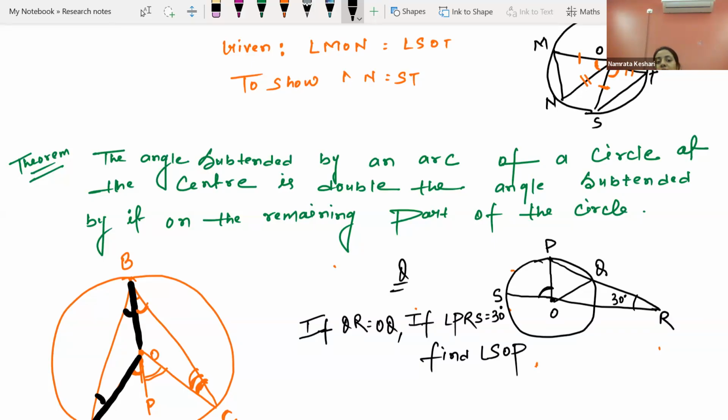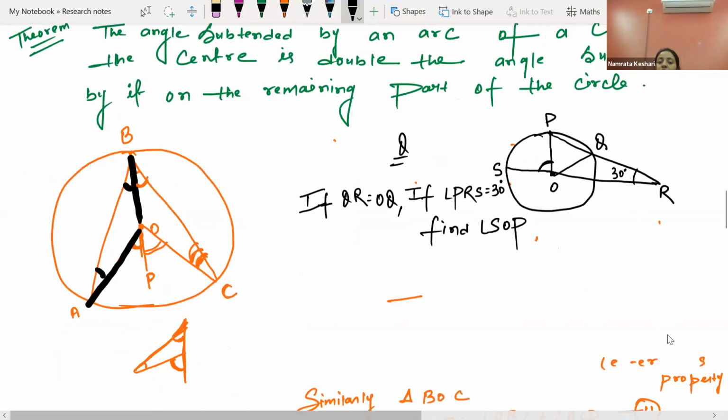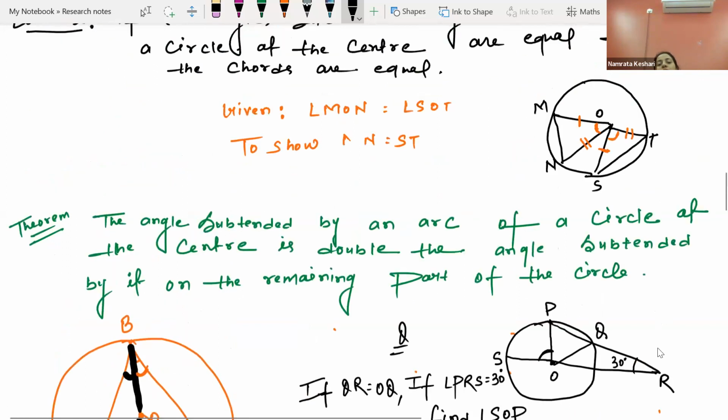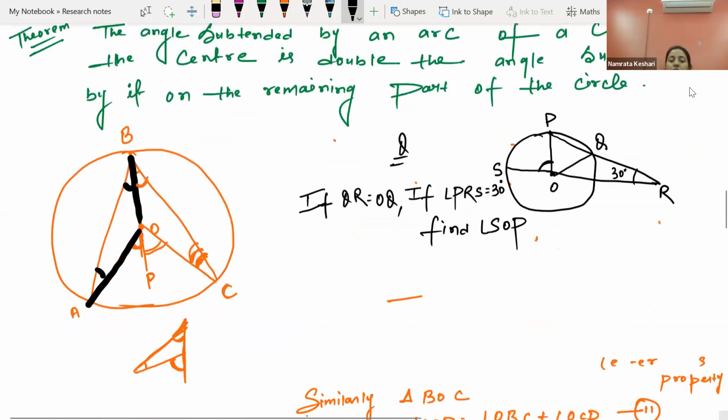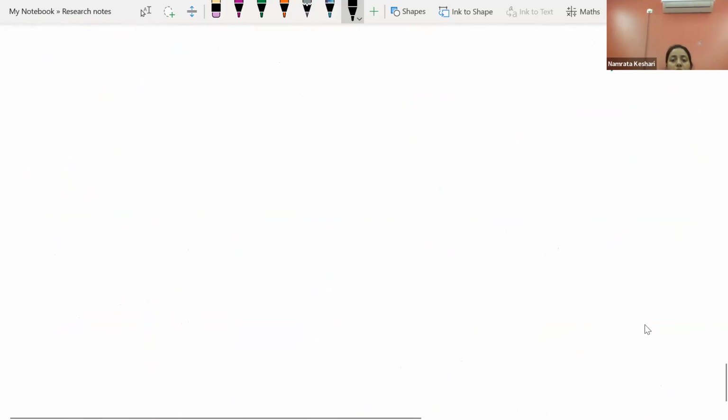Yes, the theorem. How to prove this theorem? Angle subtended by an arc at the center will be double the angle subtended by it on the remaining part of the circle. See, this is quite different. In all the other theorems, we take triangles and prove them congruent every time. But here we were taking one circle.